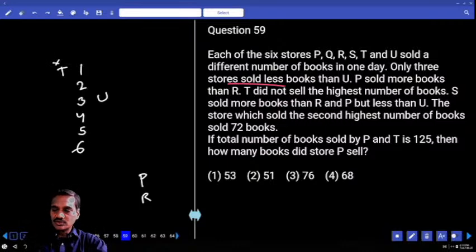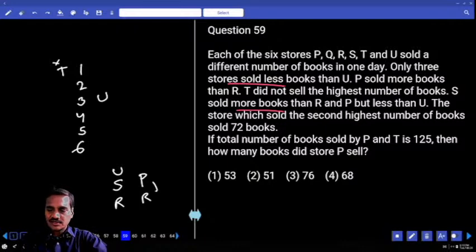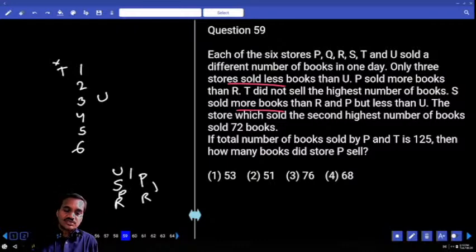And S sold more books than R. S is more than R, but less than Q. S is less than Q. And next one, P is more than R. Now S sold more books than R and P. S is more than R and P, but less than Q. Hence Q, S, P, R must be in this order. Then what is the order?